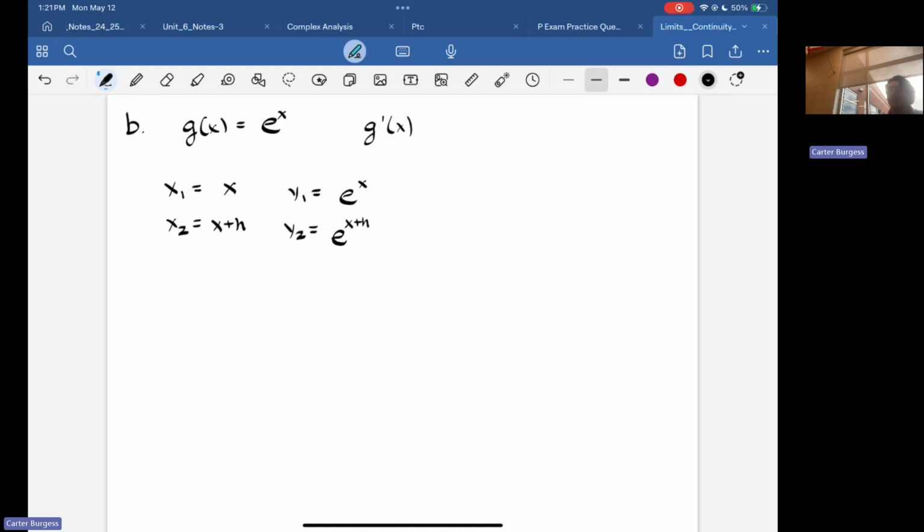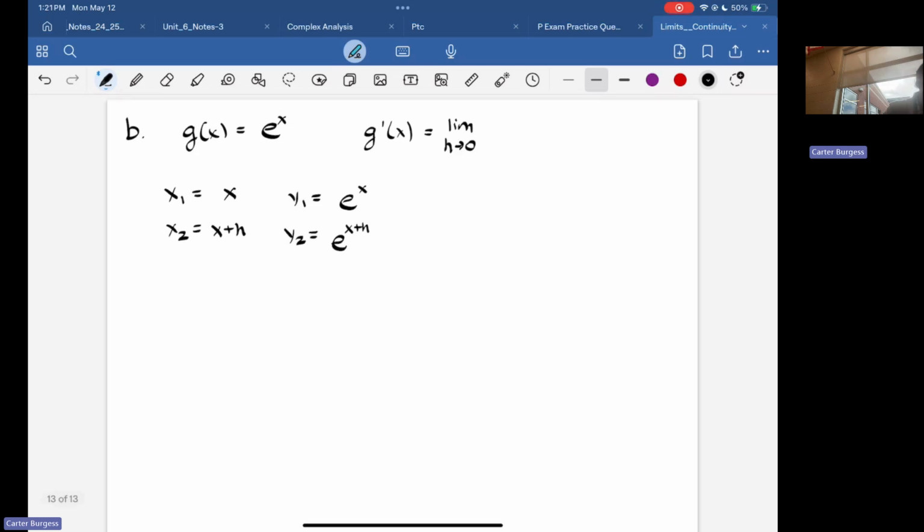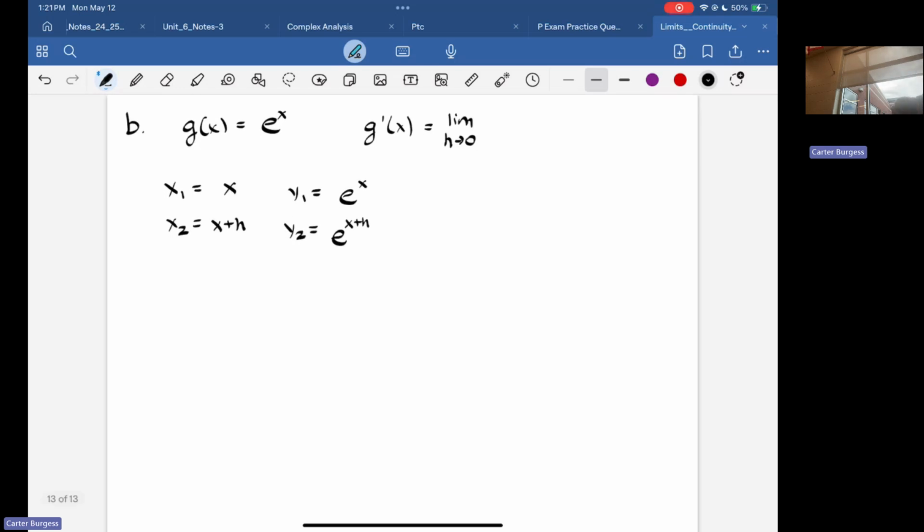Okay. And we said that the derivative is a combination of the slope, but also a limit, right? So this is the limit as h is approaching 0 of y2 minus y1, in this case, e to the x plus h, minus e to the x, all divided by x2 minus x1, which you totally can write as x plus h minus x. But what's always going to happen with those x's? They're going to cancel.